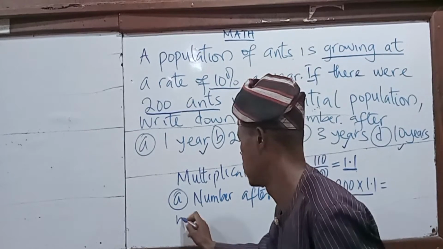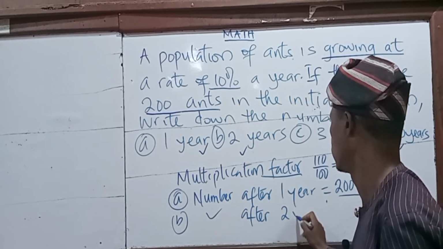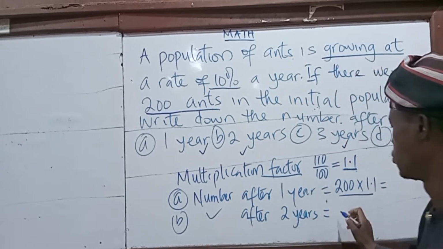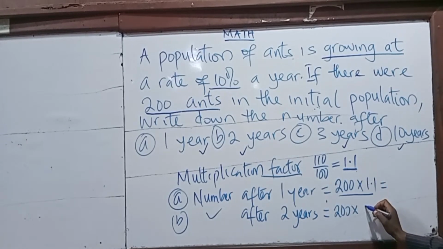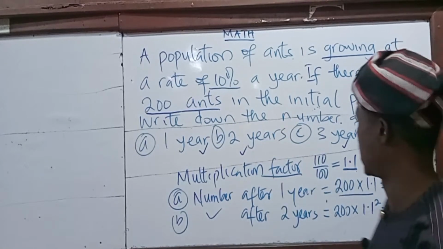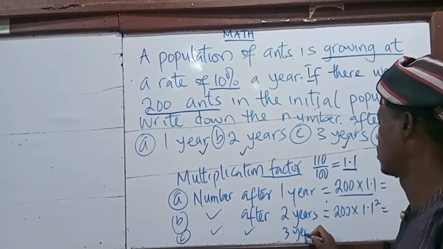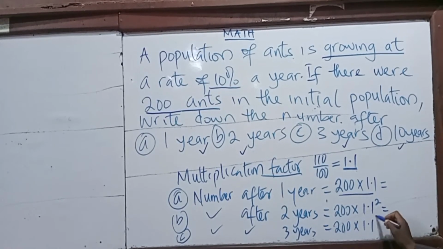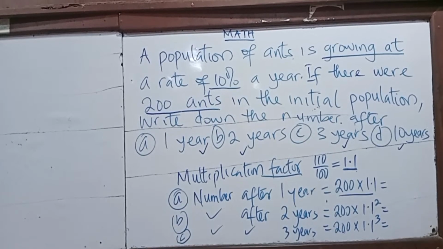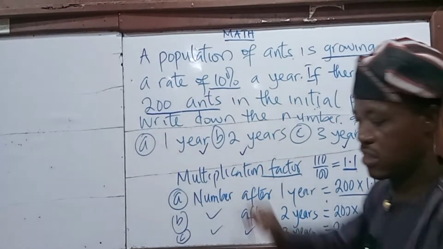Check your calculator. Then the B part, the number after 2 years. The number after 2 years will be the initial population times the multiplication factor, that's 1.1 to the power 2. Then the C part, the number after 3 years will be 200 times 1.1 to the power 3. Then you point your calculator and get this value. So that's that on that.